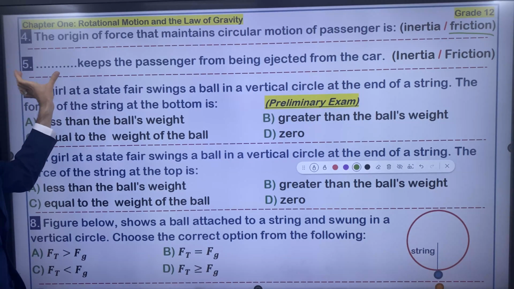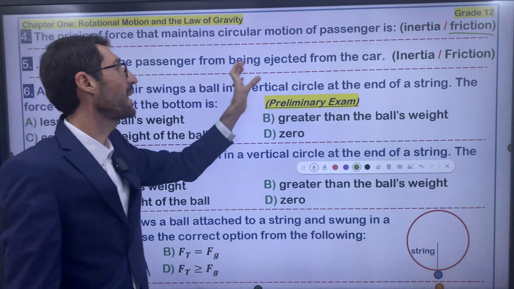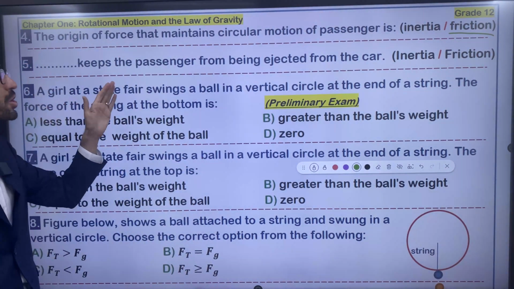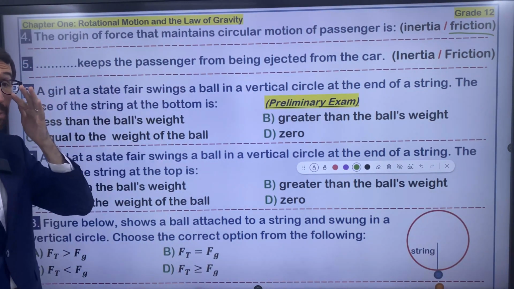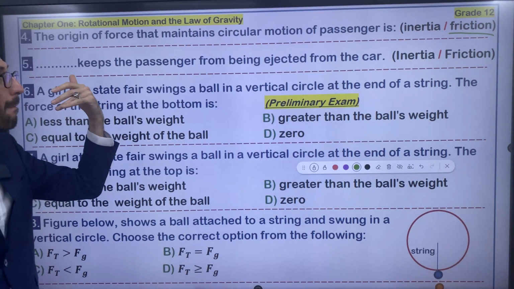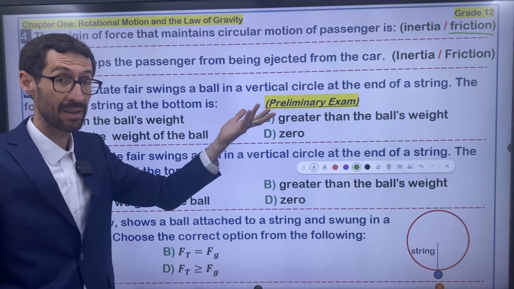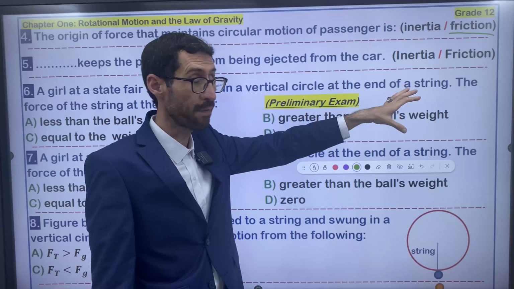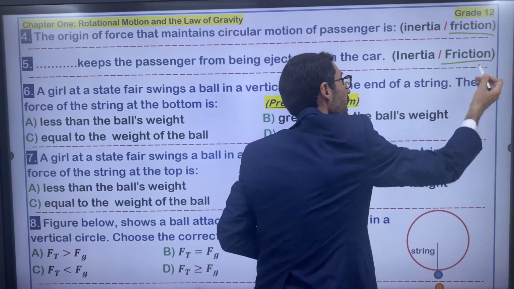Number 5, what keeps the passenger from being ejected from the car? It prevents the passenger from ejecting. Which factor prevents the passenger from ejecting? Of course, friction as well.